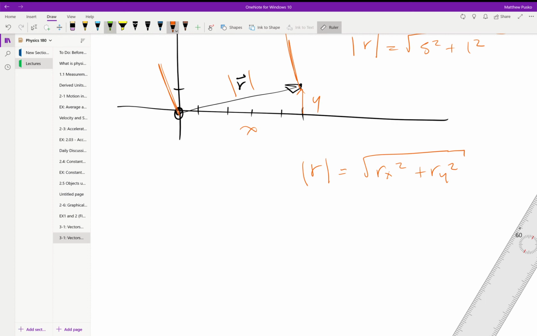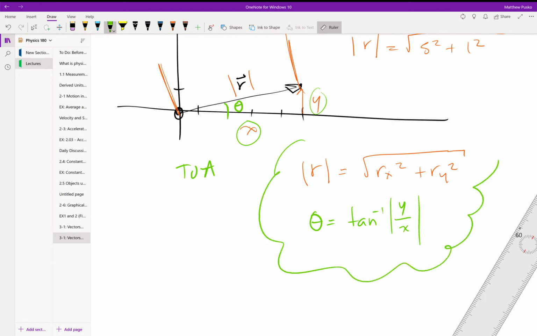What about if we wanted to know this angle theta right there? We're going to find theta by taking a tangent inverse of the opposite. Remember, TOA? So it'd be the tangent inverse of the opposite over the adjacent, in this case the y component over the x component. All right, these are very important. Don't worry, we're going to practice these a lot.